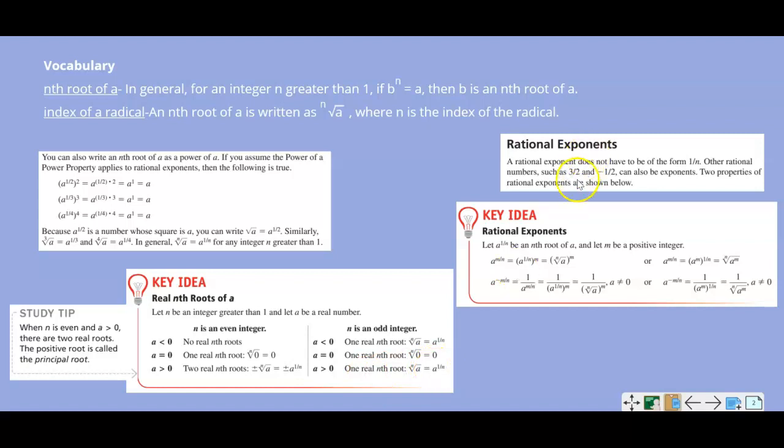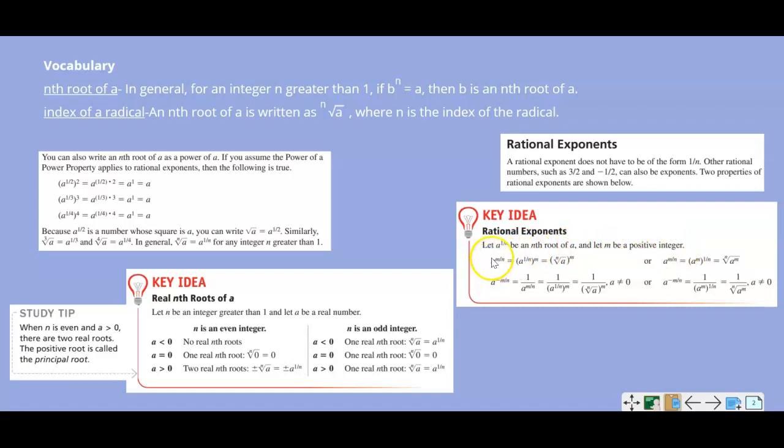Rational exponents don't always have to be just like a 1/2 or 1/3 or 1/4. It may be 3/2 or -1/2 or something like that. If that's the case, this is the property you need. Let a to the 1/n be an nth root of a, and let m be a positive integer.